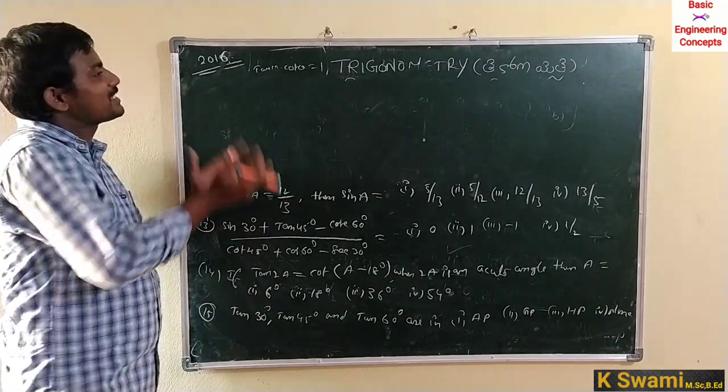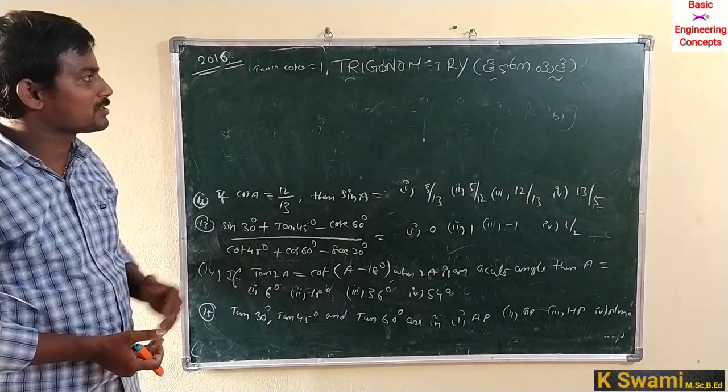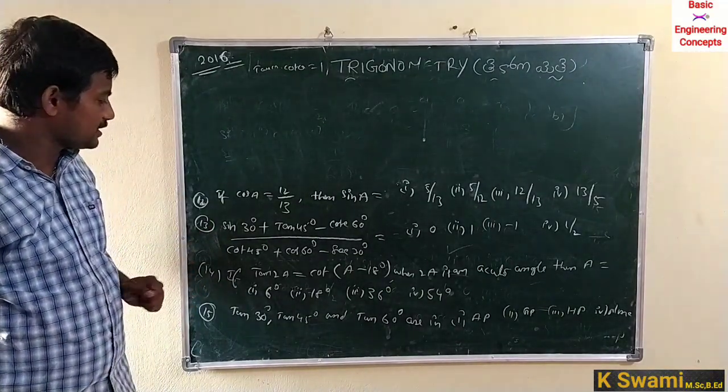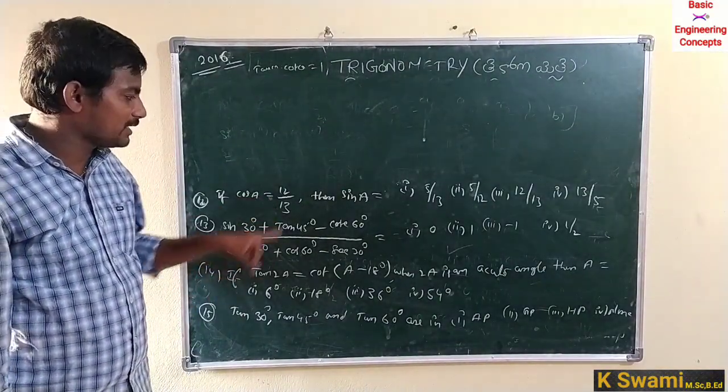To 2016 questions. In 2016, we are discussing the questions given from trigonometry. The first question is, if cos A is equal to 12 by 13, then sin A.